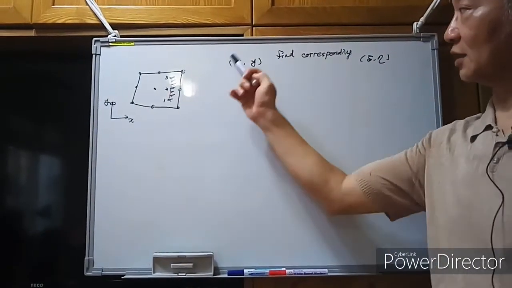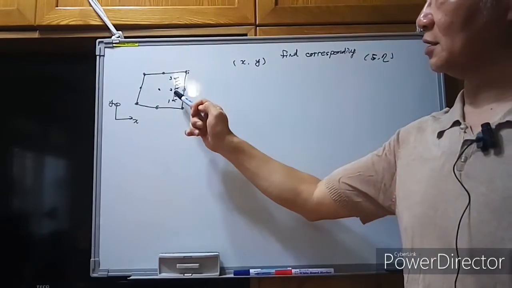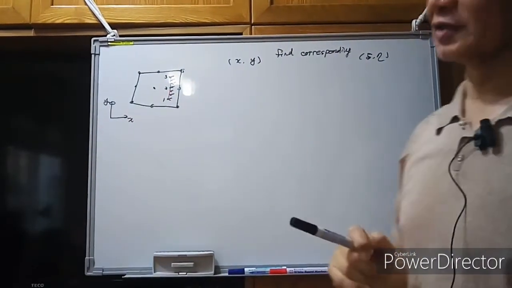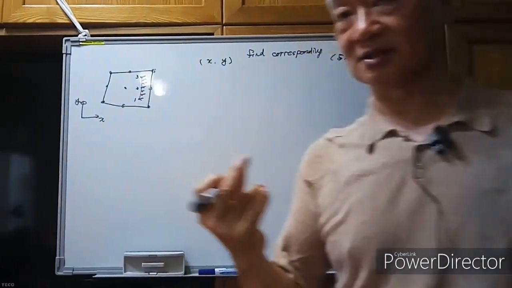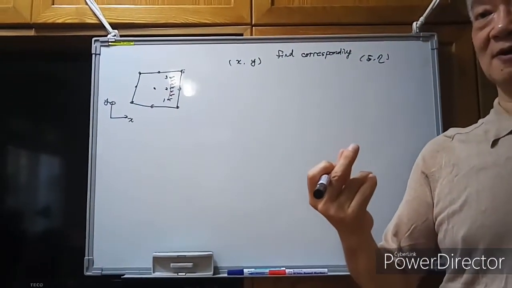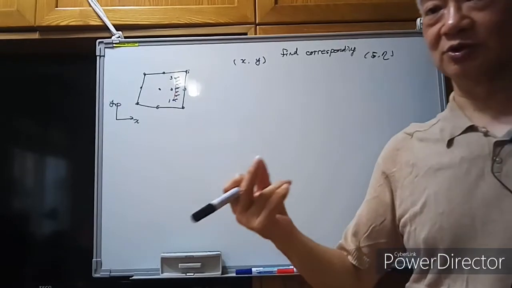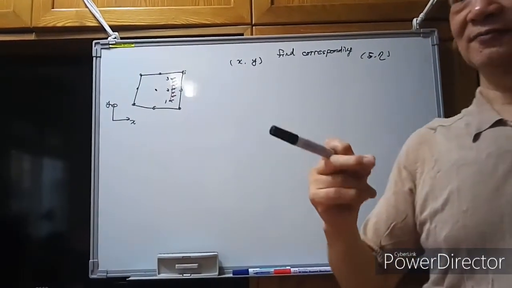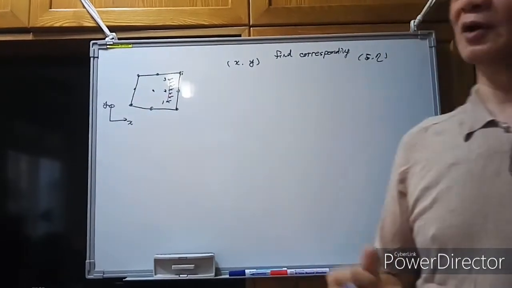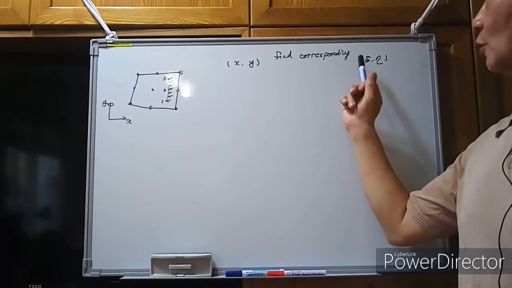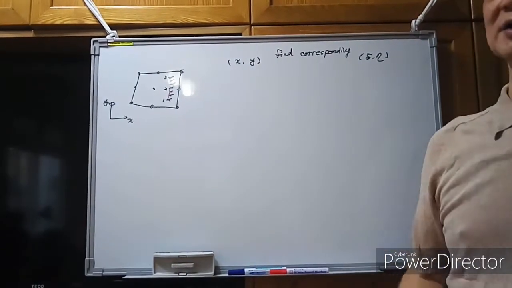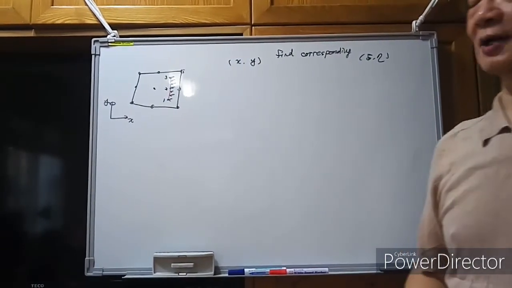But if the x and y is inside the element, we know the range of the xi and eta. The xi is in the range from -1 to +1. Also, the eta is from -1 to +1. But if we know the x and y, how can we find the corresponding xi and eta?